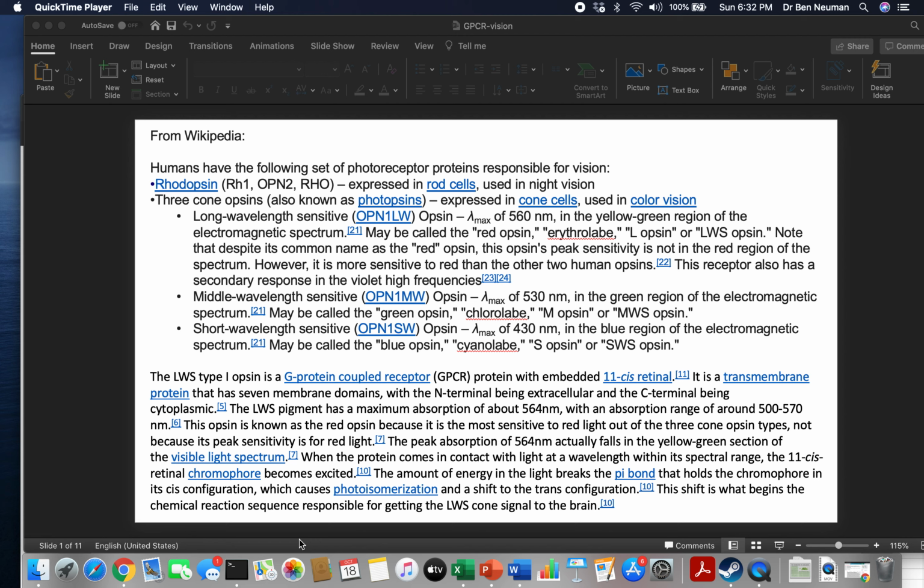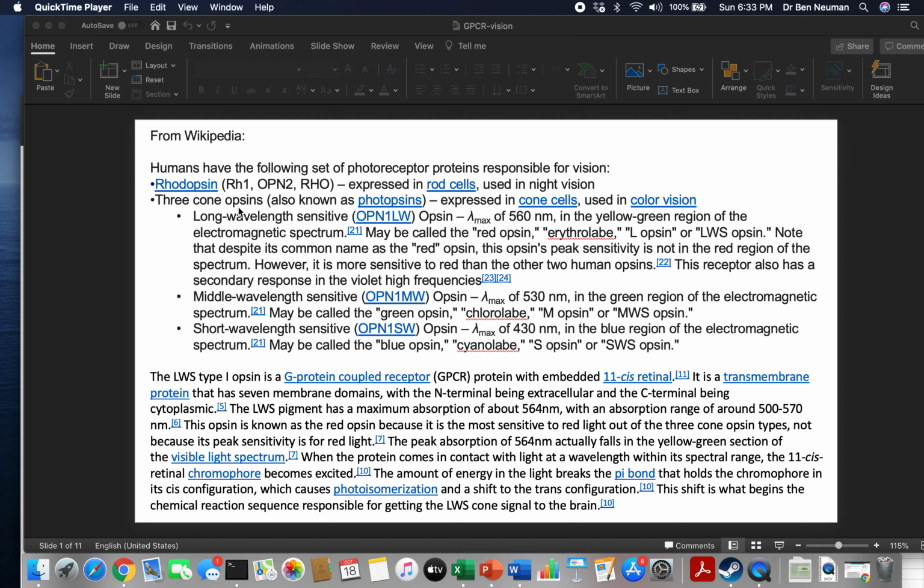Now we're going to talk about the specific case of vision, literally how you see things. And for this, it's a process that's going to involve a G protein coupled receptor. And the name of this receptor is going to be one of these things. It's either going to be rhodopsin, which is the one you get in your rod cells.